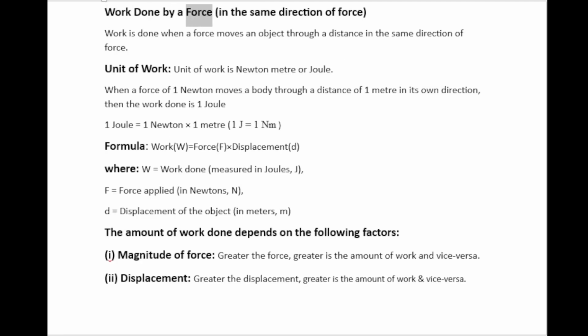Work done by a force in the same direction of force. Work is done when a force moves an object through a distance in the same direction of force. Unit of work: the unit of work is Newton meter or joule. When a force of 1 Newton moves a body through a distance of 1 meter in its own direction, the work done is 1 joule. 1 joule is equal to 1 Newton times 1 meter.